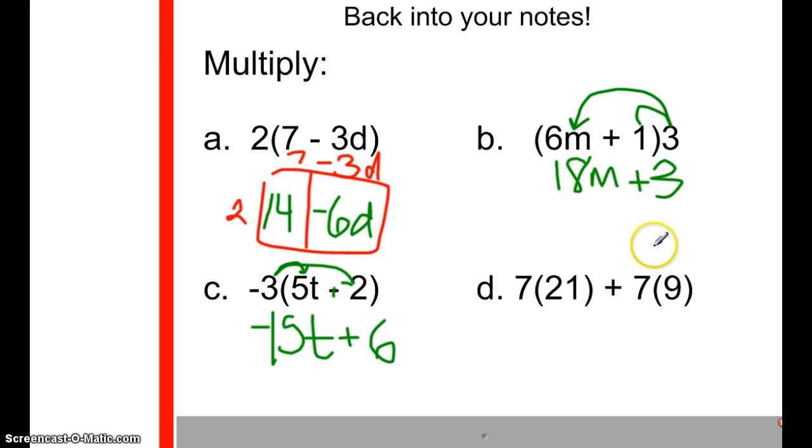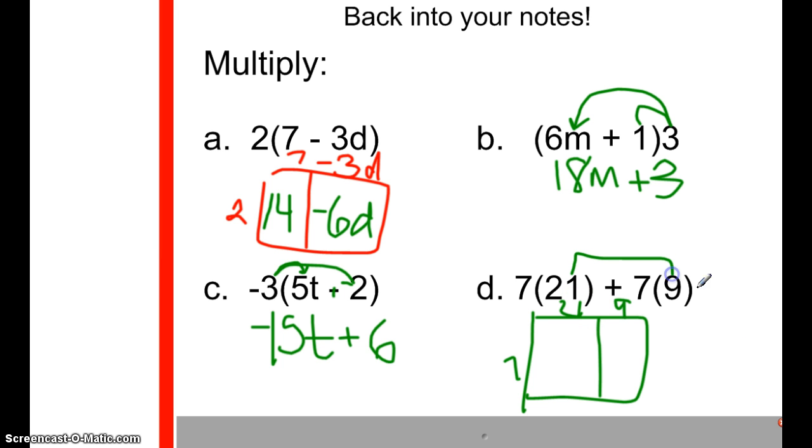This one, oh my gosh, it's already put out. But look, it's just like this. It's a box saying 7 times 21 and 9. Hey, look at the 21 and the 9. Could you do anything there? You bet. I could put these together and make 30. And 30 times 7 is a lot easier. Just gives me 210.